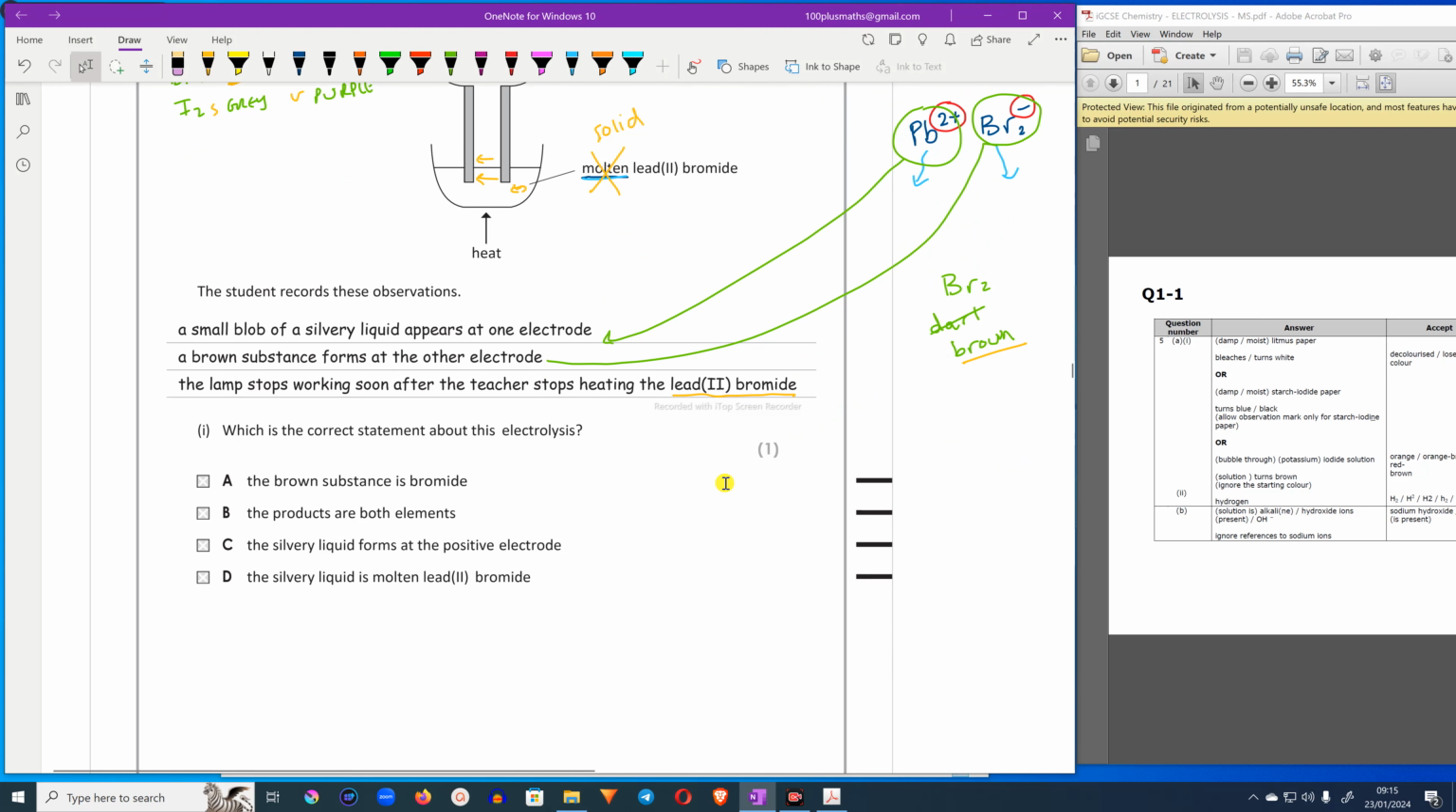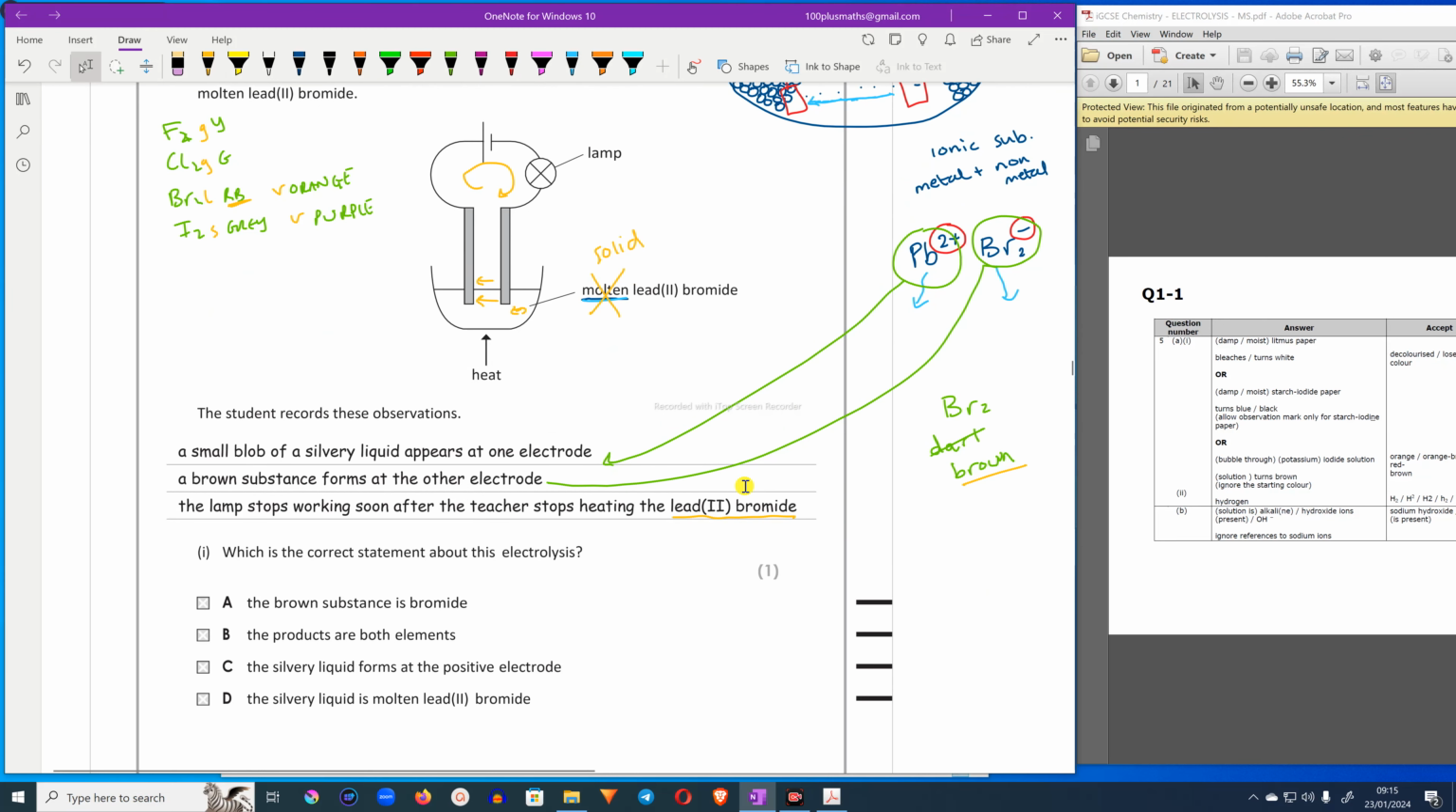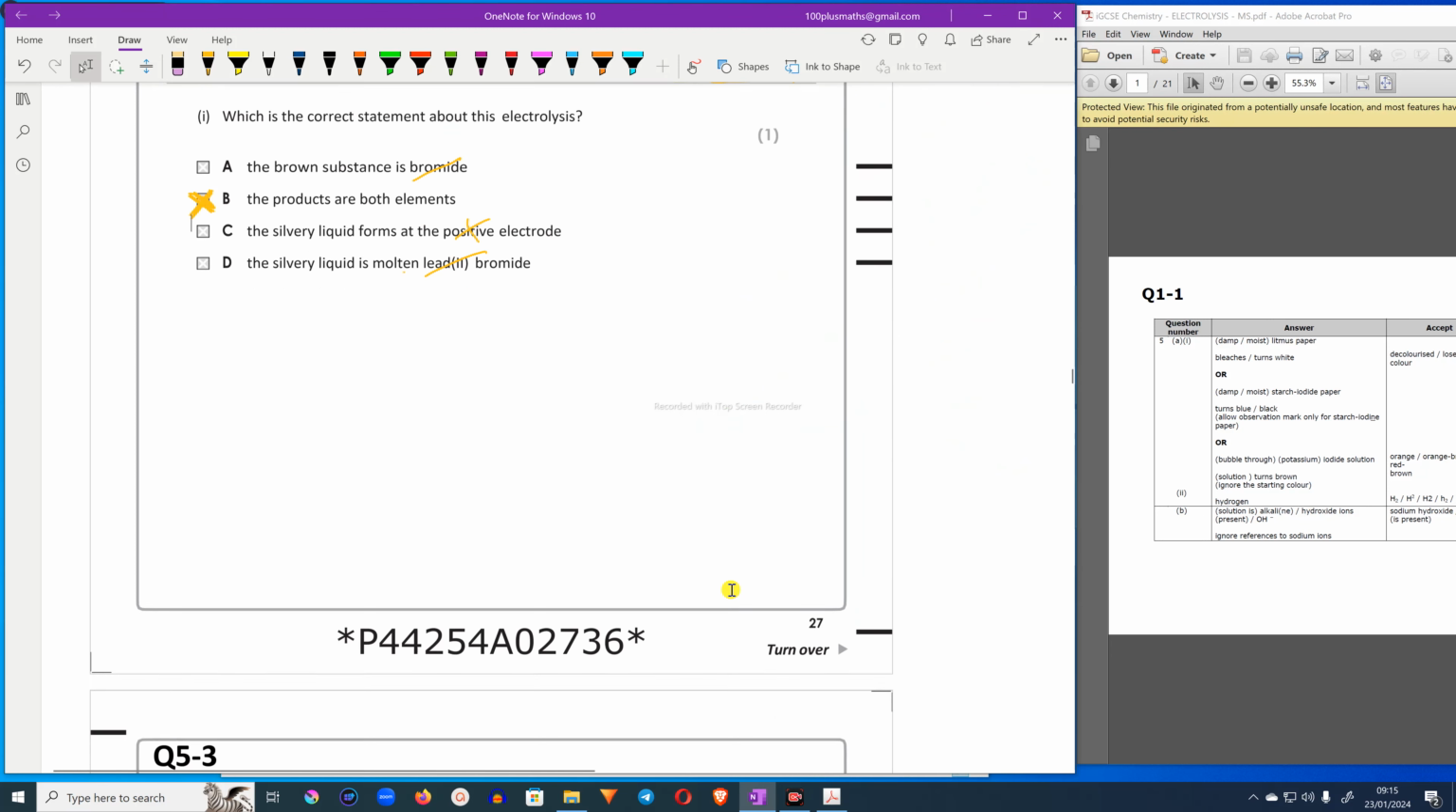Right, which is the correct statement about the electrolysis? The brown substance, no, that's bromine. The products are both elements here. Silver liquid is here. That's not true. We're expecting lead to go at the negative electrode, so that's not true. So we figured this out just from there.